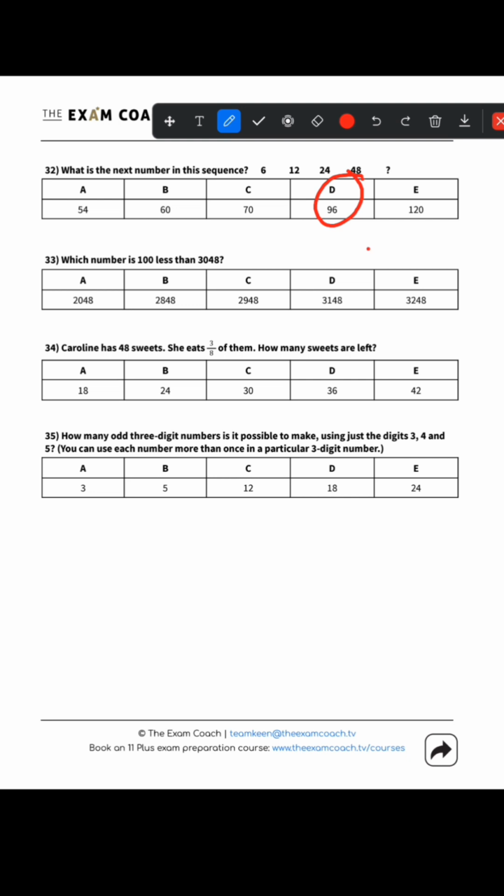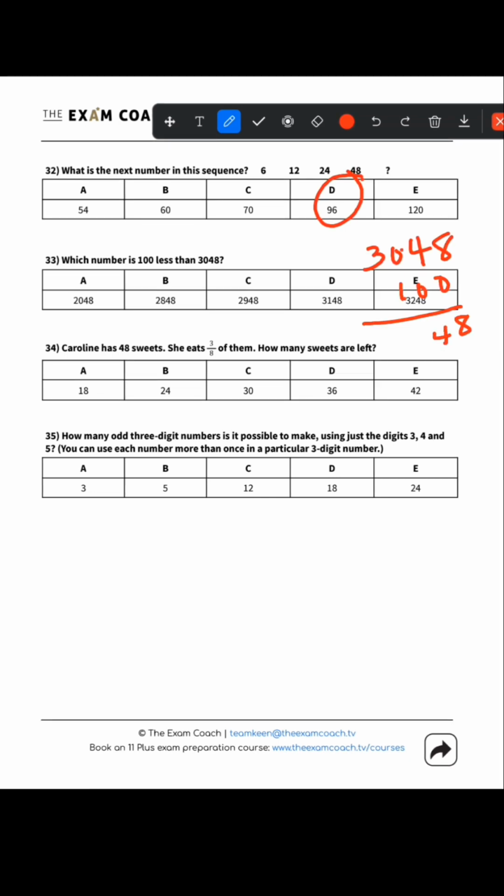Which number is 100 less than 3048? What you have to do is subtract 100 from 3048. This is 8, 4, 0. 0 cannot minus 1, so you borrow 1, this remains 2. 10 minus 1 is 9. That's 2,948. Caroline has 48 sweets. She eats 3/8 of them.